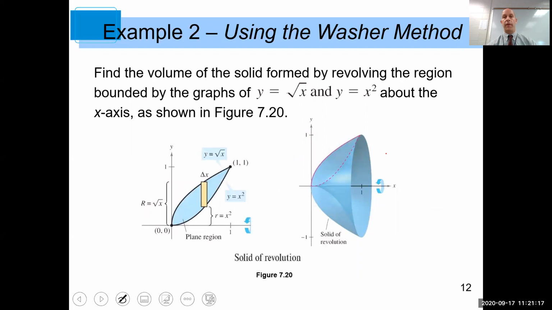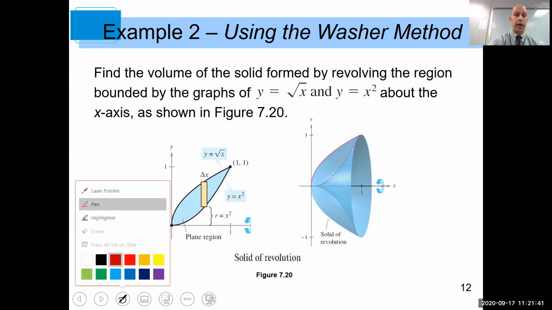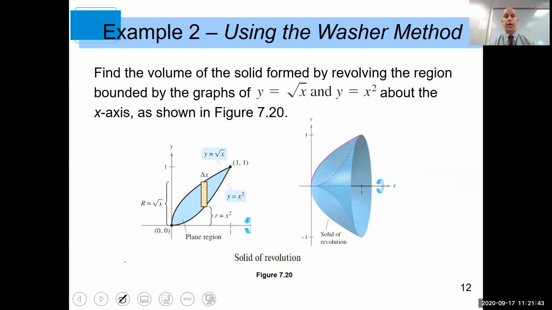Let's look at an example of the washer method. This is very similar to the previous example, except now it seems like this may be the disk method because there's no missing part in the middle at 0, but clearly there's going to be missing areas as we move out away from 0. Okay, let me clear all that stuff off. Good. All right, we are trying to find the volume of this solid that's being revolved.